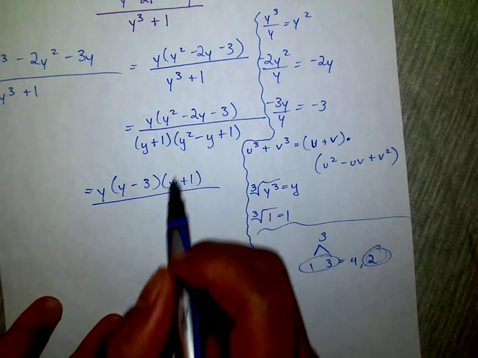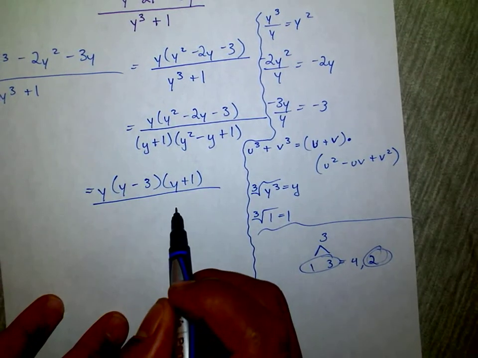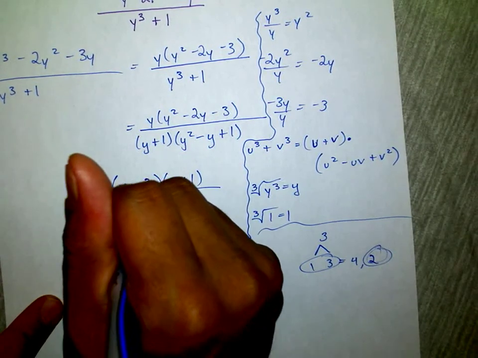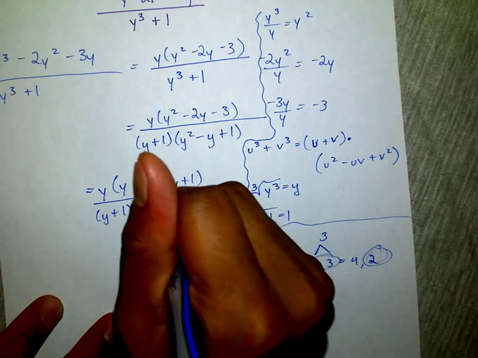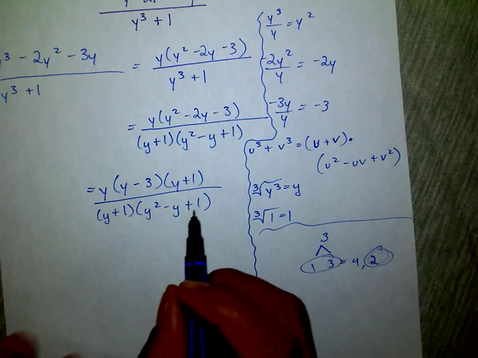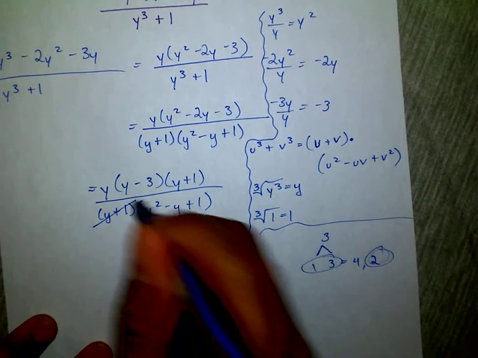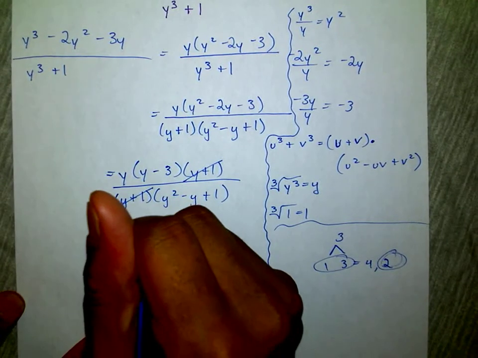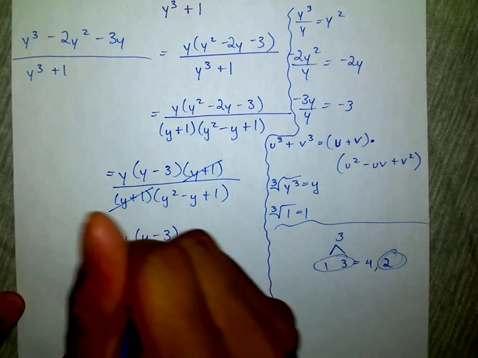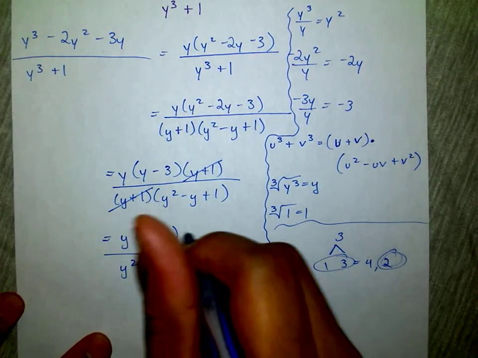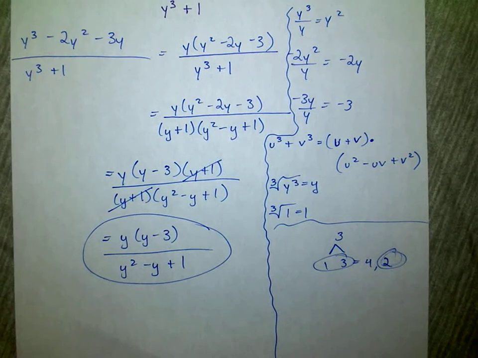So we're going to have y minus 3 times y plus 1, and that'll give us y squared minus 2y minus 3. And on the bottom, we're going to go ahead and keep our factors. So this is going to give us y plus 1, and then y squared minus y plus 1. Remember, this can't be factored. We have a common factor on the top and bottom, y plus 1. So on the top, we're going to be left with y times y minus 3 over y squared minus y plus 1. Final answer. Okay?